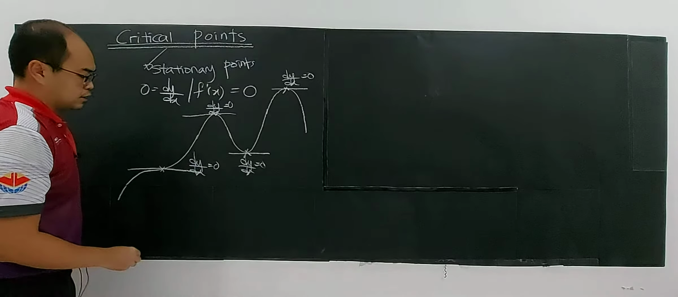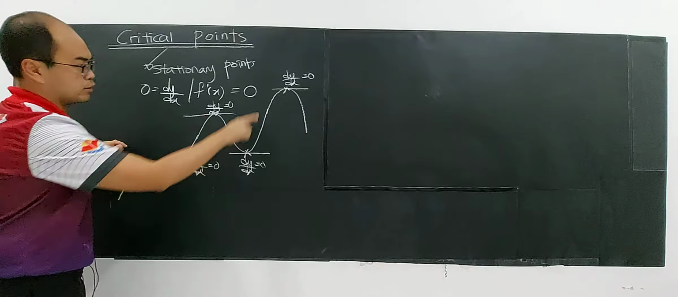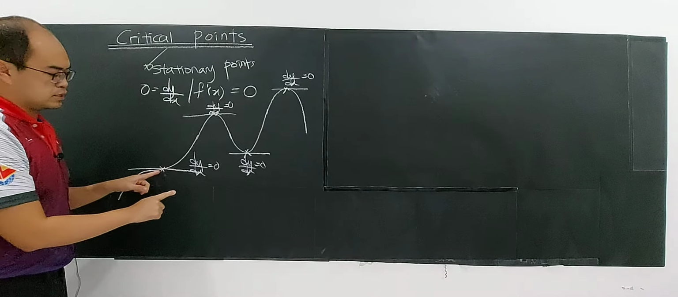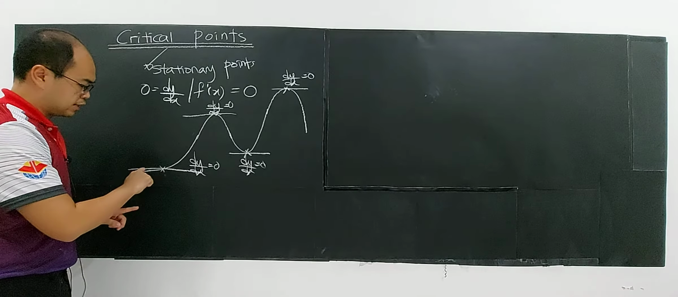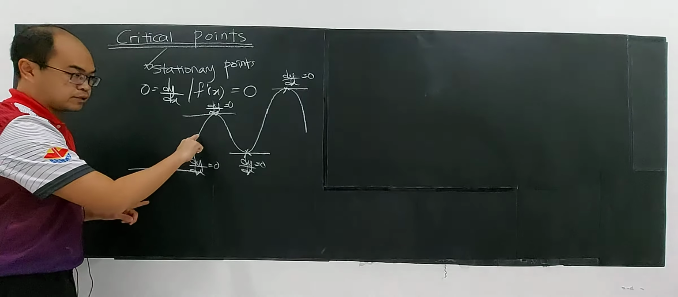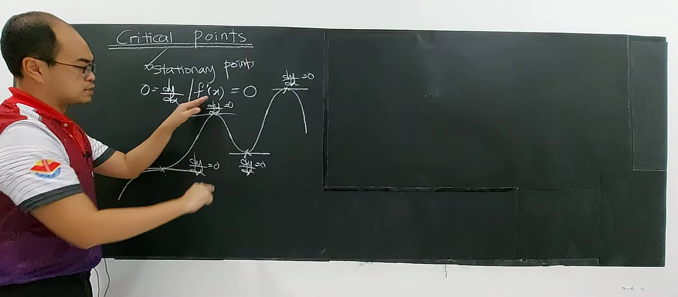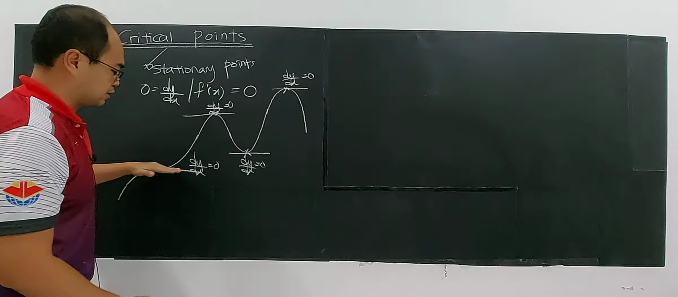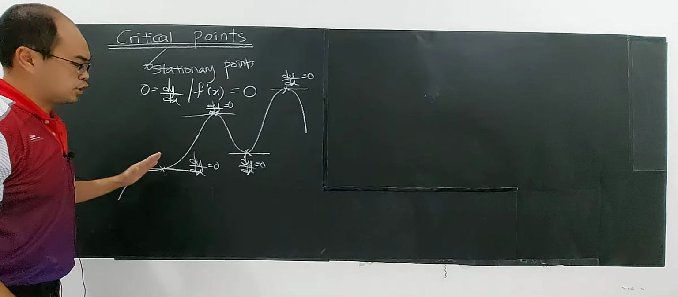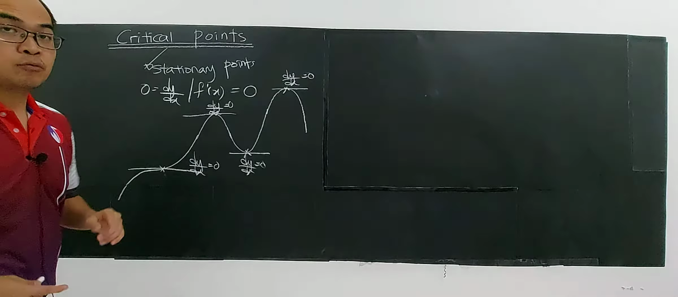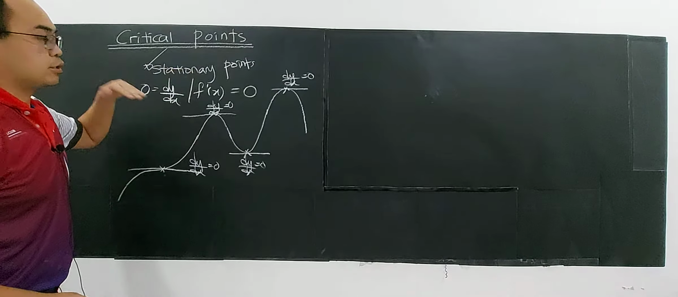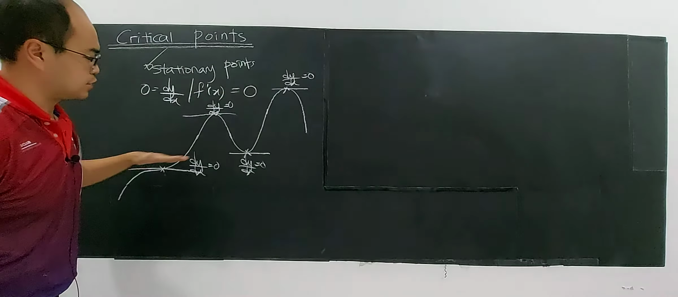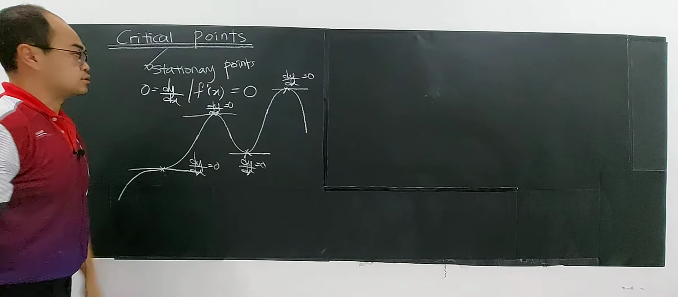Alright, so this case is a stationary point, but this is not a turning point, because you see they are not turning, they keep going up. This one goes up and goes down, so this is a turning point. And this one is a stationary point, or sometimes we say an inflection point, a change of concavity. But what you need to know is the stationary point, where dy/dx is 0.